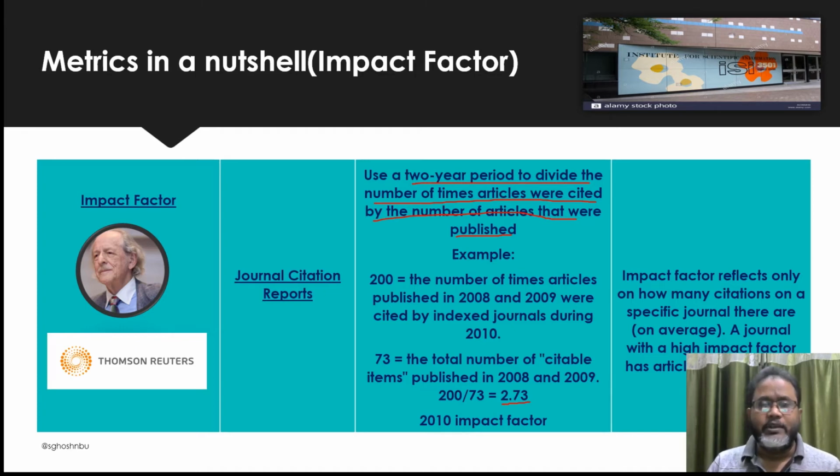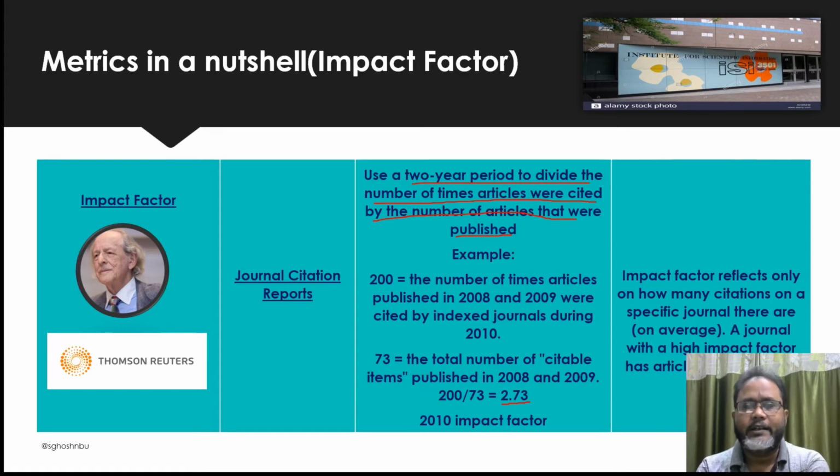So if you want to measure the impact factor of a journal, suppose this year is 2020. In 2020, if you want to measure the impact factor of a journal, you have to take the previous 2 years, that is 2019 and 2018, and then count the total number of articles published in these 2 years.